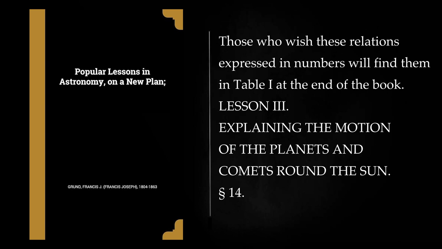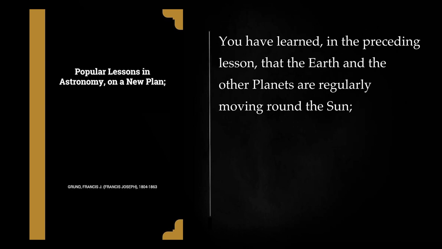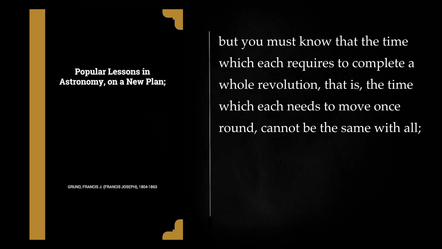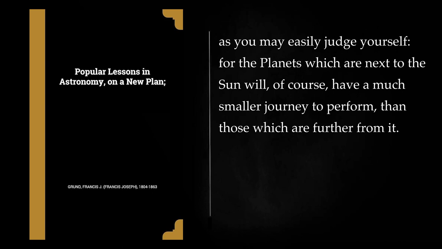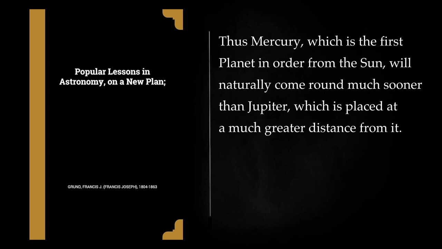Section 14. You have learned, in the preceding lesson, that the Earth and the other planets are regularly moving round the Sun. But you must know that the time which each requires to complete a whole revolution, that is, the time which each needs to move once round, cannot be the same with all. As you may easily judge yourself, the planets which are next to the Sun will, of course, have a much smaller journey to perform than those which are further from it. Thus Mercury, which is the first planet in order from the Sun, will naturally come round much sooner than Jupiter, which is placed at a much greater distance from it.